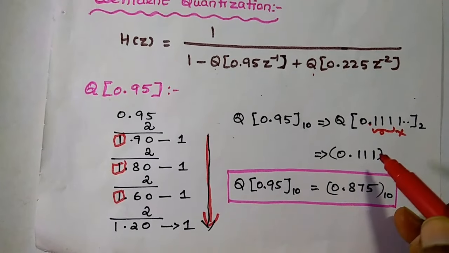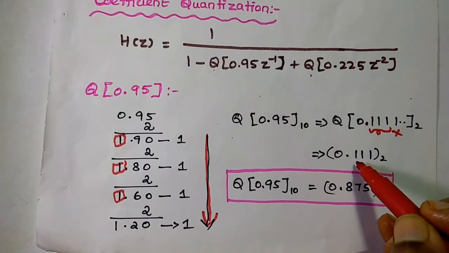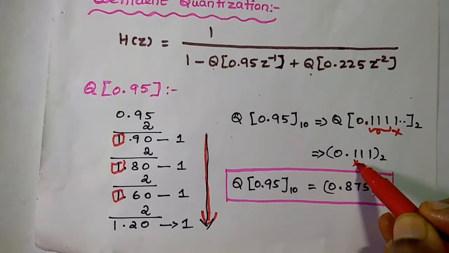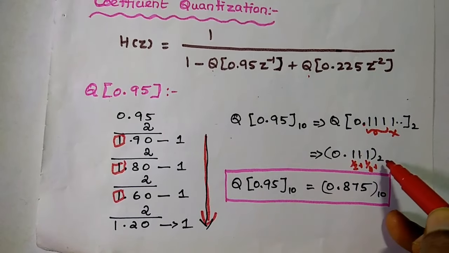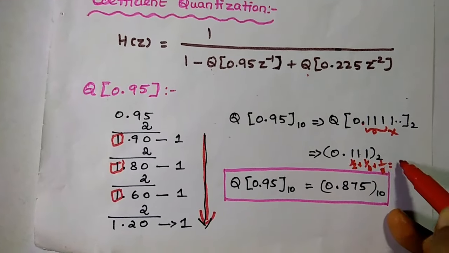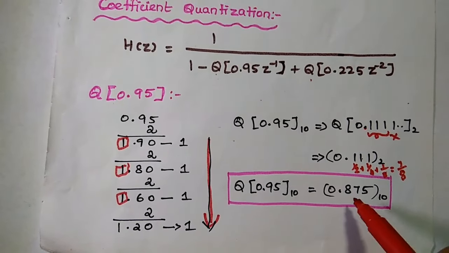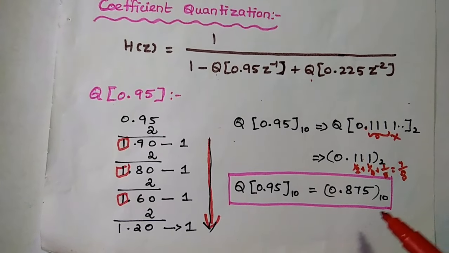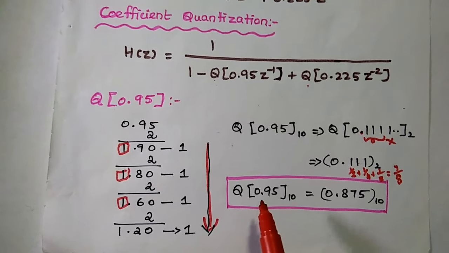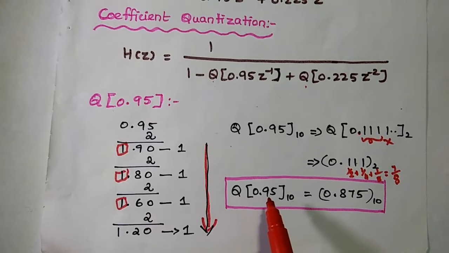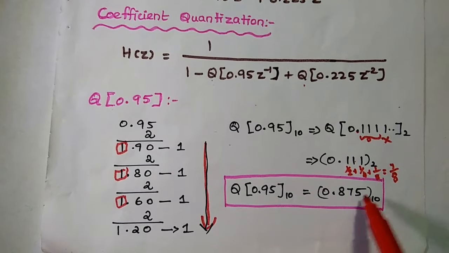As you all know, binary to decimal for this fractional part means this one is multiplied with 1 by 2, plus this one is multiplied with 1 by 4, plus this one is multiplied with 1 by 8. So we can get 7 by 8. Then 7 by 8 is nothing but 0.875. So this is the quantized value for this 0.95. So the actual pole location is 0.95, but now we have got the pole location as 0.875.